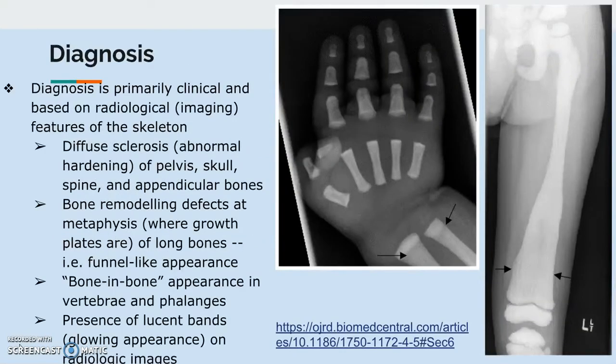This is Cameron Rushing, and this is Diagnosis. Diagnosis is primarily clinical and based on radiological imaging, features of the skeleton, diffuse sclerosis, abnormal hardening of pelvis, skull, spine, and appendicular bones, bone remodeling defects at the metaphysis, where growth plates are, of long bones, i.e., funnel-like appearance, bone-in-bone appearance in vertebrae and phalanges, presence of lucent bands, glowing appearance on radiological images.